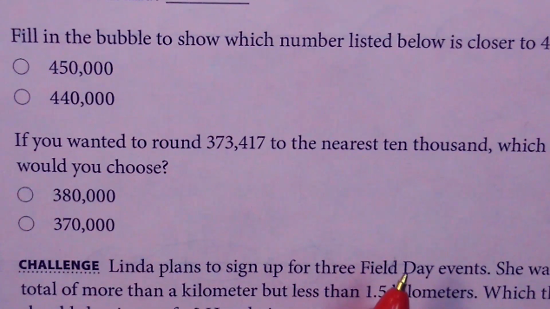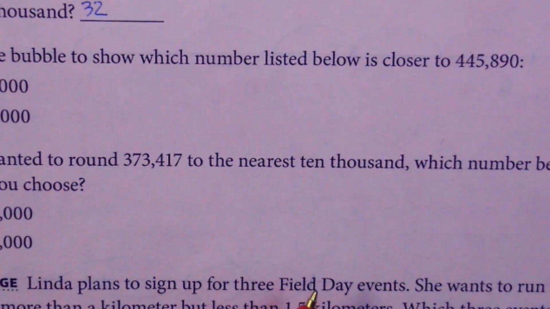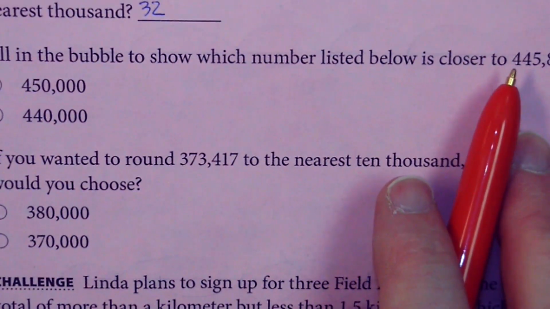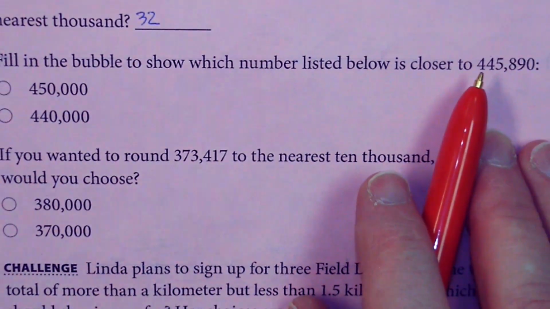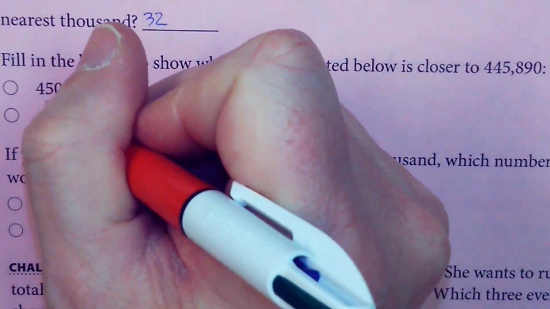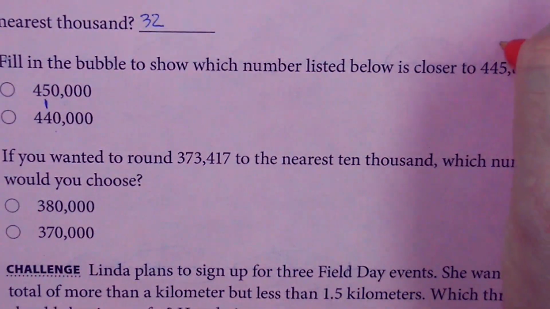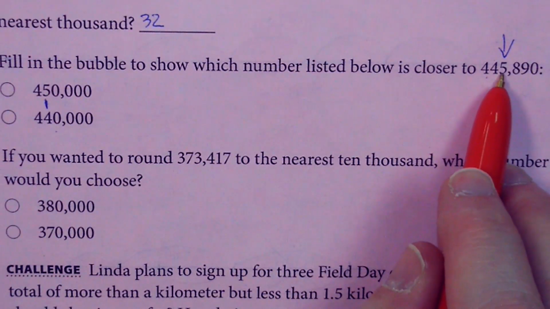Pause and figure that out. Fill in the bubble to show which number below is closer to 445,890. So my options, I guess I can zoom out so we can see it. I have 450,000 or 440,000, which looks like they're rounding to the nearest 10,000, which means we need to look at the digit before to figure it out.